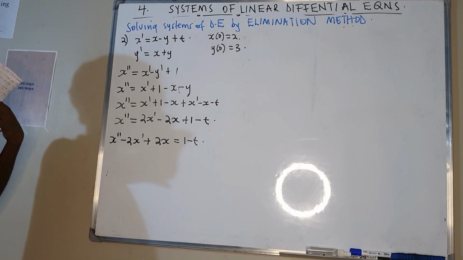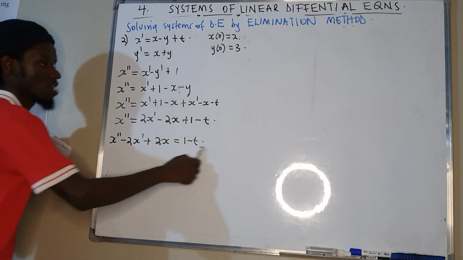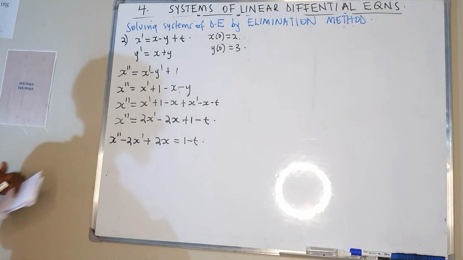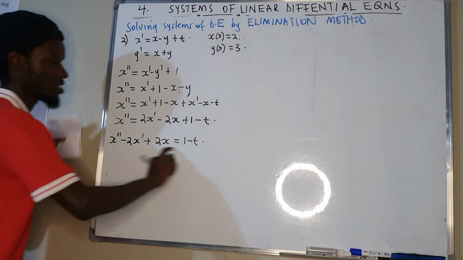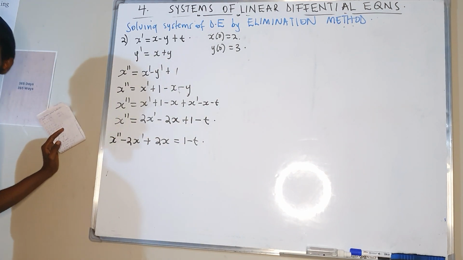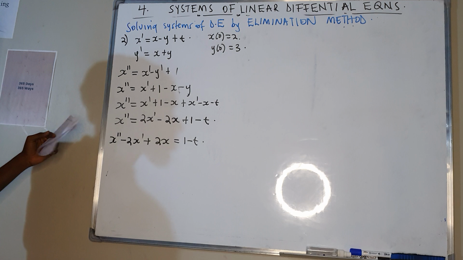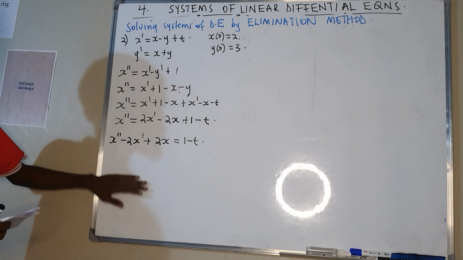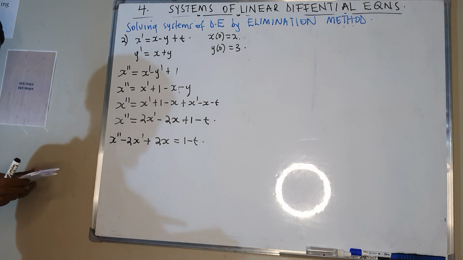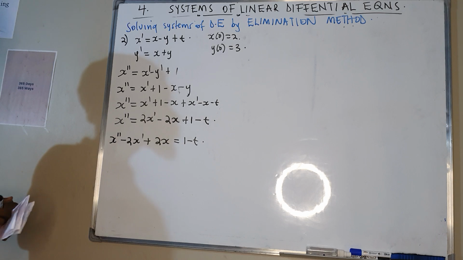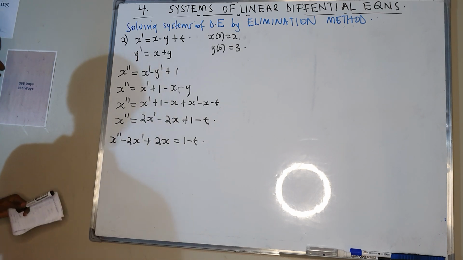Now my task is to find the solution of this equation in terms of x at t. This equation here is a non-homogeneous equation which I need to solve using a method as we know. I may use the method of undetermined coefficients, the method I want to use. Now, I want to use the method of undetermined coefficients to solve this equation here.